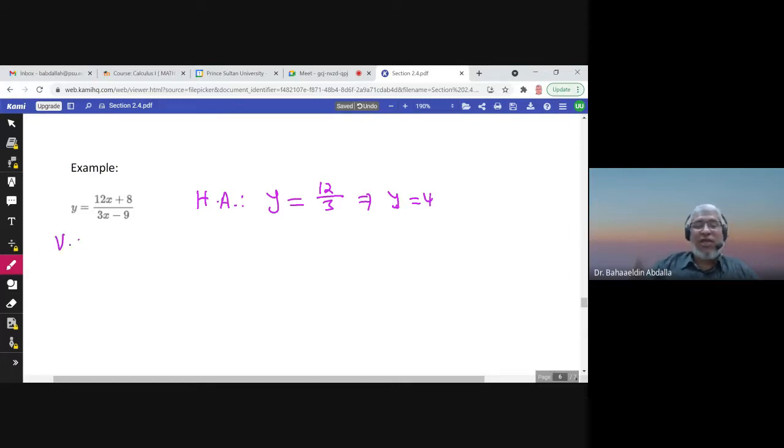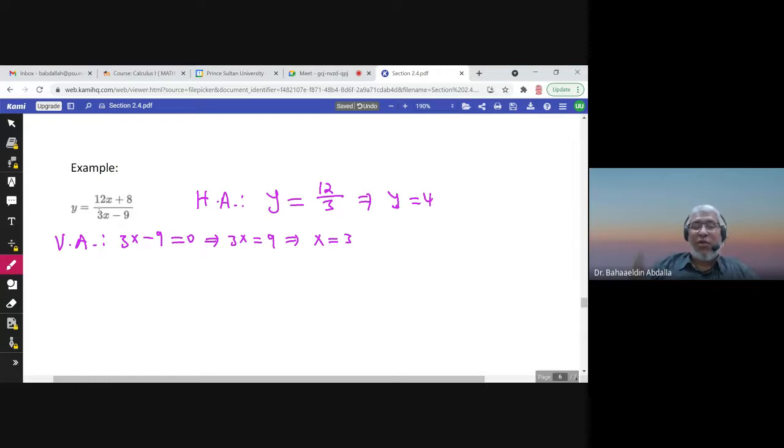While the vertical asymptote, to find the equation of the vertical asymptote, remember, we need it to be a 0 of the denominator, but not a 0 of the numerator. So we take the denominator, put it equal to 0. So 3x would be 9. And when we divide by 3, x would be equal to 3. So 3 is the zero of the denominator.